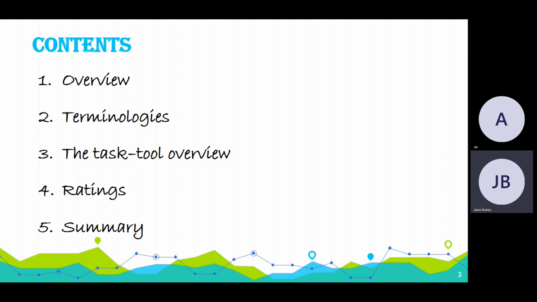So let's go through the contents for this topic. The first one is overview. We'll go through the overview of the HITAP and the tool, and we will go through a few terminologies which are within this particular process, and then we'll go through the tool overview, and then we'll go through the different types of ratings we have, and finally the summary.